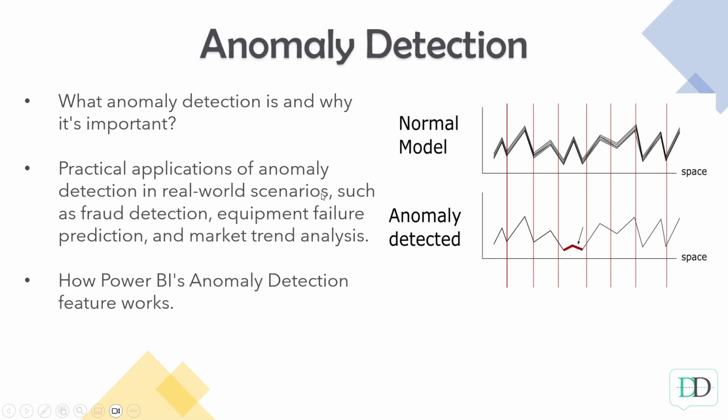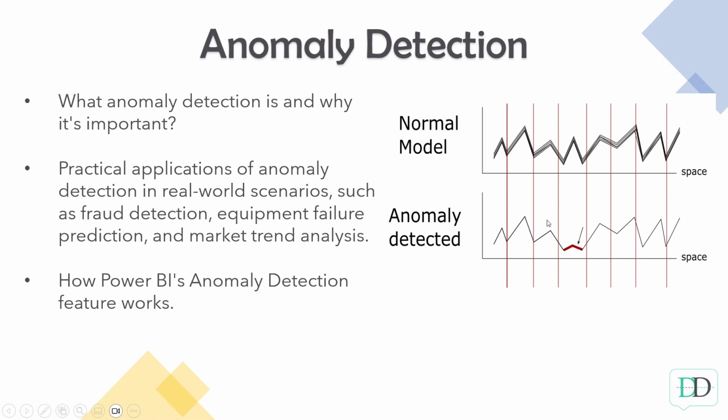What is anomaly? The word anomaly means abnormal or something different. Here you can see the normal model looks like this, and the detected one looks like this. What it will do is see the entire curve, the entire graph, where we can see that it has some abnormality, right?